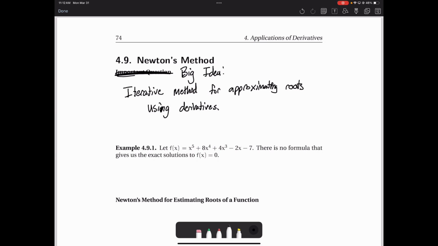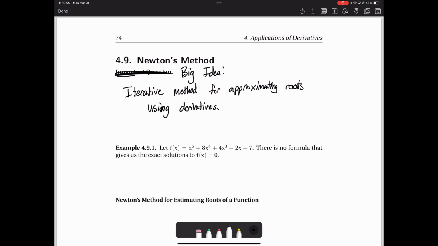So, for example, x to the fifth plus 8x to the fourth plus 4x cubed minus 2x minus 7. There's no nice formula that'll let us actually solve for the roots. If I set that equal to 0, there's no process that I know of to let me actually solve for that by hand. My only possibility is estimating what these roots are, estimating where it actually crosses 0.